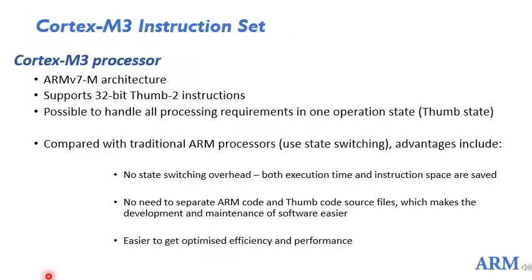So the Cortex M3 processor is an ARM v7-M architecture, and here it supports only 32-bit Thumb-2 instructions. Because of this, it is possible to handle all processing requirements in one operation state. That means there is no need to switch from ARM mode to Thumb mode. It will always be in the Thumb mode.